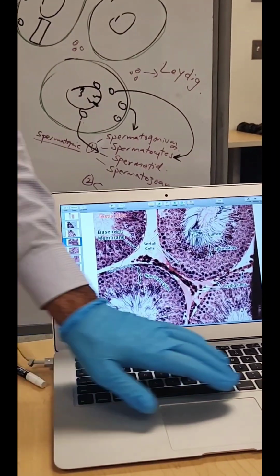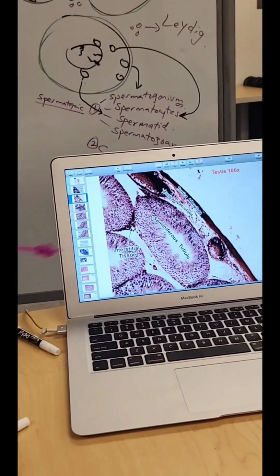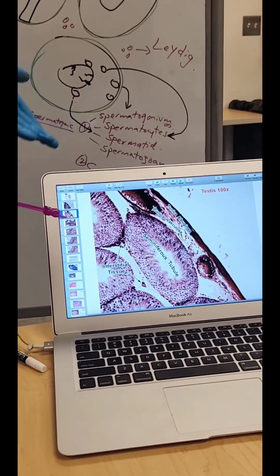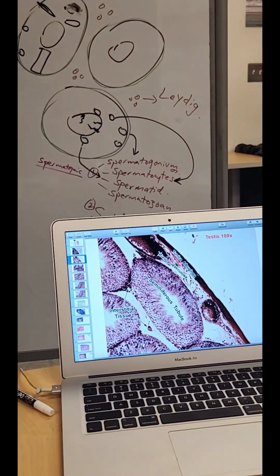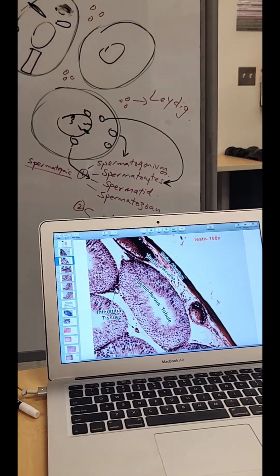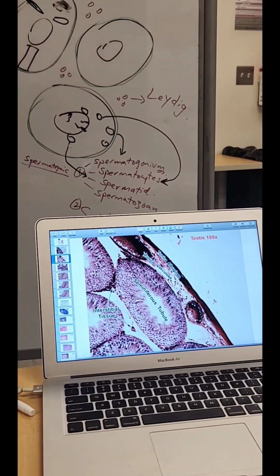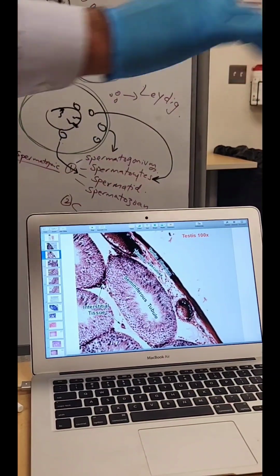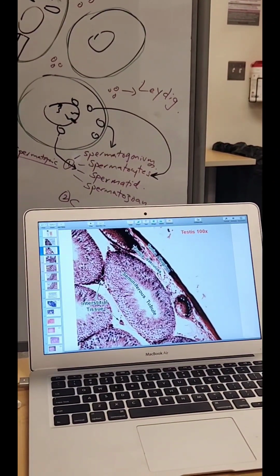Basement membrane. If I go back to this picture here, guys, and if it's pointing to these cells, what are these cells? Interstitial. No, don't look at the label. I said cell, I didn't say tissue, right? If it's pointing to these guys, these are the what cells? Leydig. Yeah, the Leydig cells.